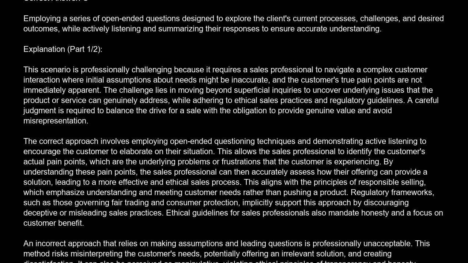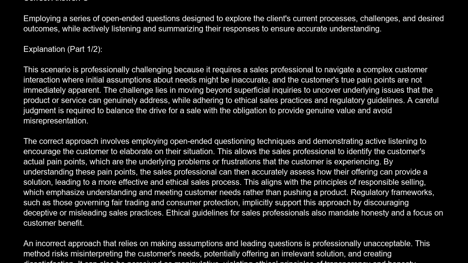Explanation. This scenario is professionally challenging because it requires a sales professional to navigate a complex customer interaction where initial assumptions about needs might be inaccurate and the customer's true pain points are not immediately apparent. The challenge lies in moving beyond superficial inquiries to uncover underlying issues that the product or service can genuinely address, while adhering to ethical sales practices and regulatory guidelines.